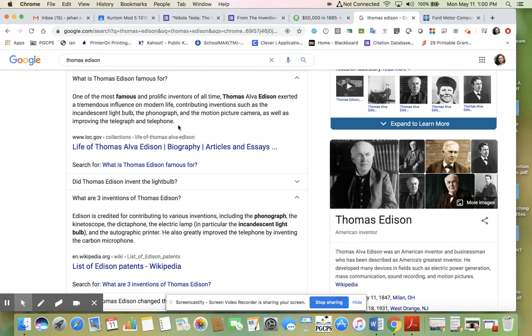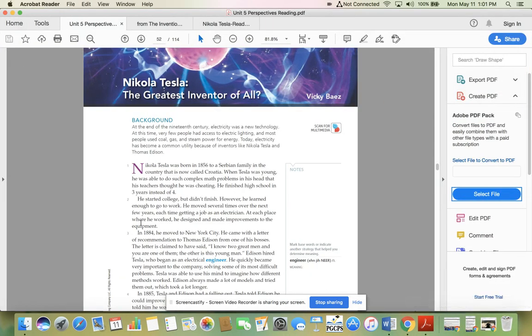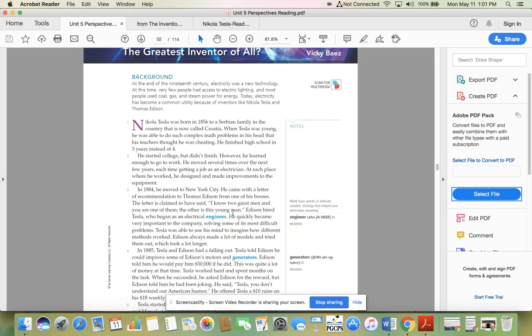But Thomas Edison believed that he was not just an inventor, he believed in business. He was a very shrewd businessman and became rich and very wealthy, okay? So going back to our story that we were reading, in 1884, Tesla moved to New York City and came with a letter of recommendation to Thomas Edison and began working for Thomas Edison as an engineer, okay? He quickly became very important to the company, solving some of its most difficult problems. Tesla was able to use his mind to imagine how different methods worked. Edison always made a lot of models and tried them out, which took longer.